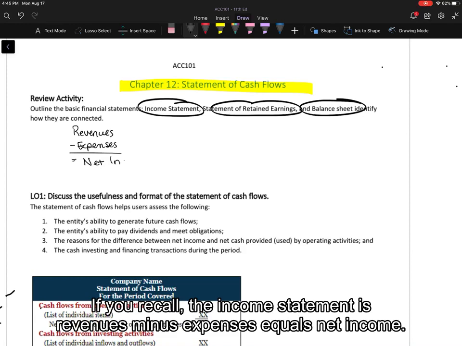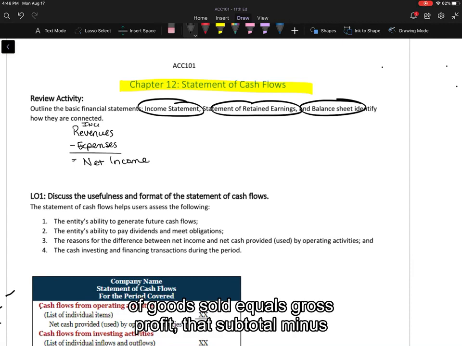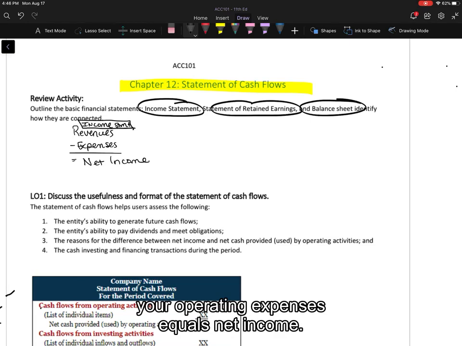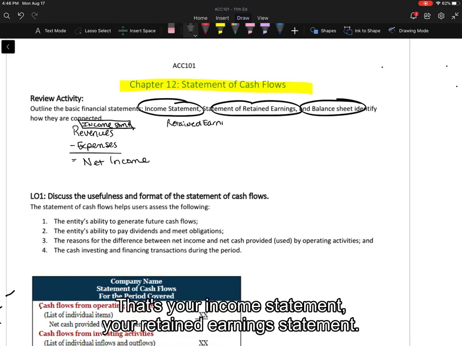If you recall, the income statement is revenues minus expenses equals net income. Even if you have a multiple step, it's sales minus cost of goods sold equals gross profit, that subtotal, minus your operating expenses equals net income. That's your income statement.